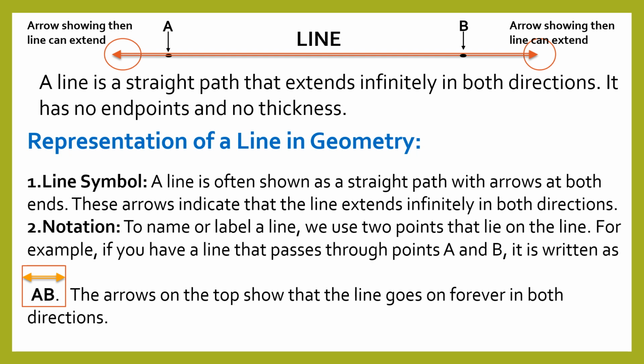To name or label a line, we use 2 points that lie on the line. For example, if you have a line that passes through the points A and B, it is written as AB. The arrow on the top shows that the line goes on forever in both directions.